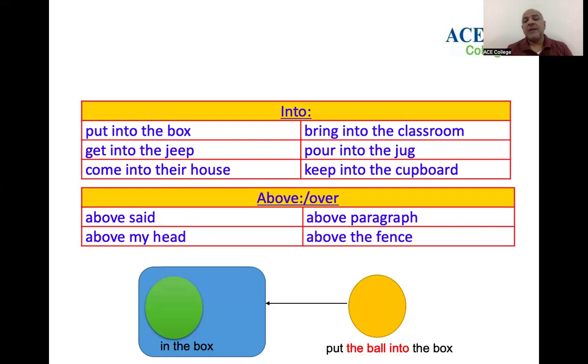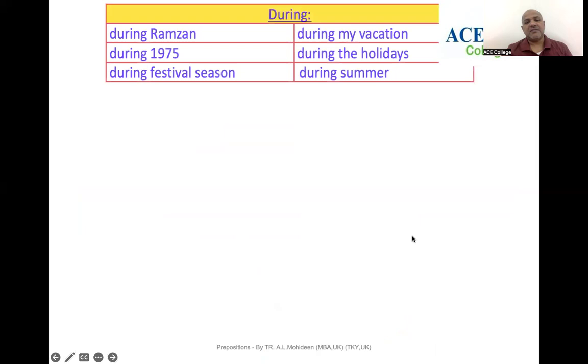Now, above and over. Above means go beyond. Yeah. Above said, above my head, flying above my head. Above paragraph, above mentions the head, above fence. So that is the meaning.